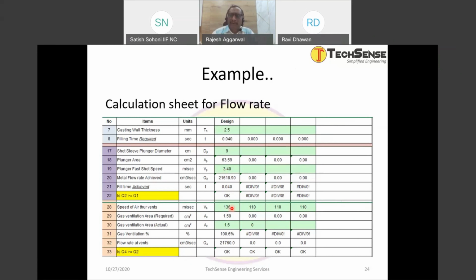So these are the simple formulas put up in the Excel sheet, and you can have a very good understanding of these variables. You can play around with this Excel sheet very easily by changing the different values, different variables, and see what is happening and how it is behaving.